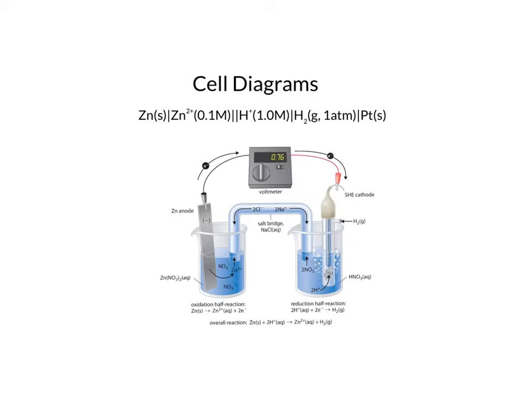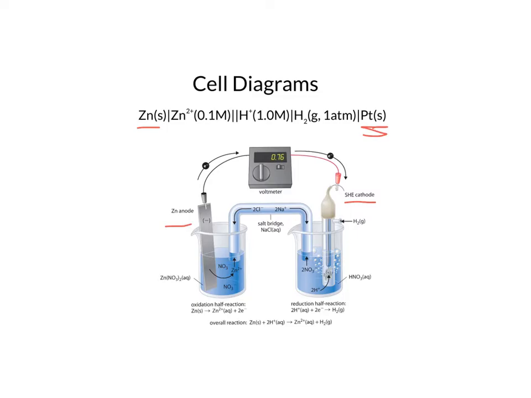Now that we understand some of the terminology involved in electrochemical cells, let's see how we can translate this picture into this diagram. We're going to start at the anode, and write the chemical symbol for the anode on the far left of our diagram. Then the chemical symbol for the cathode is going to be written on the far right of our diagram.